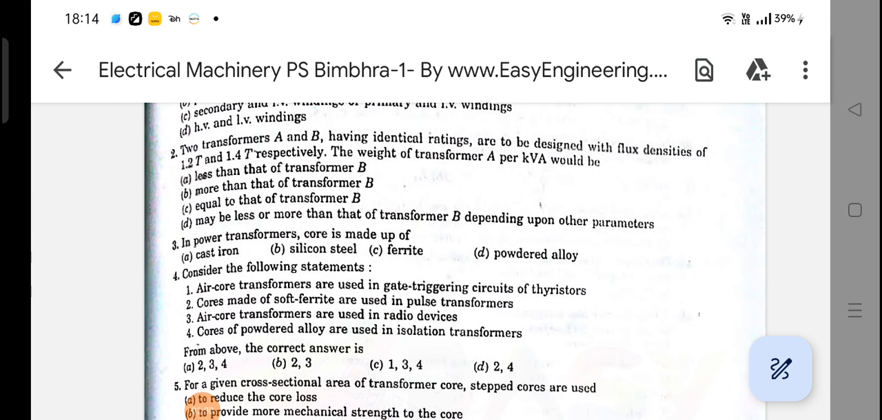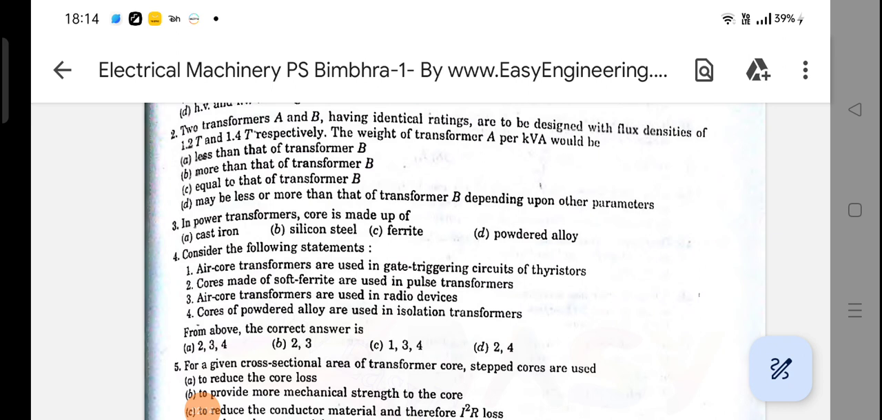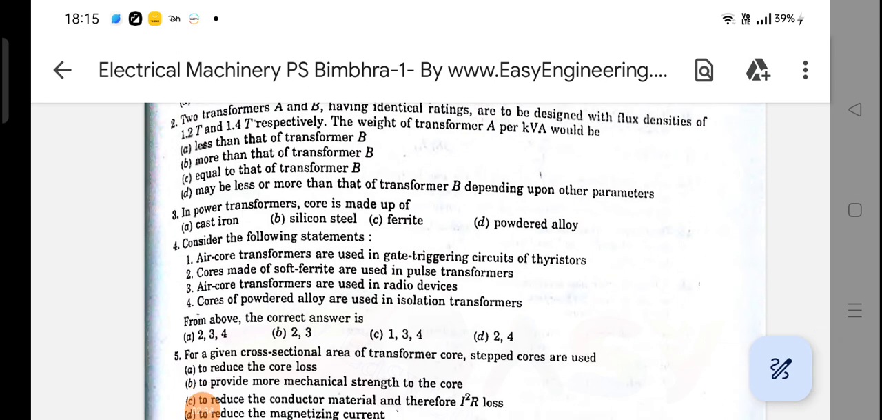Next, in a power transformer, the core is made up of silicon steel. Okay, suppose CRGO steel is in the options, then you have to prefer CRGO steel. Why? Because silicon steel has a maximum flux density of around 1 to 1.2 Tesla, whereas CRGO steel has approximately 1.6 Tesla. That means in case of CRGO steel, B maximum is high, then cost and weight of transformers will be very less. That means for the third question, answer B is correct.